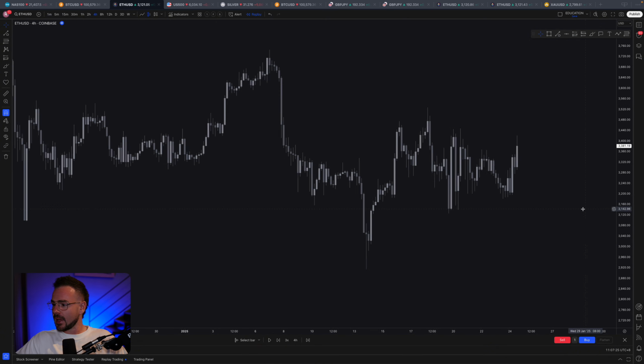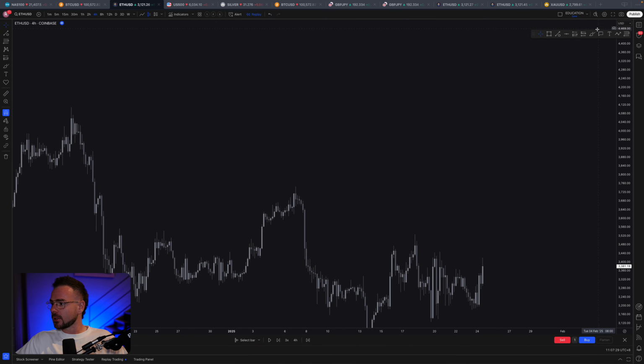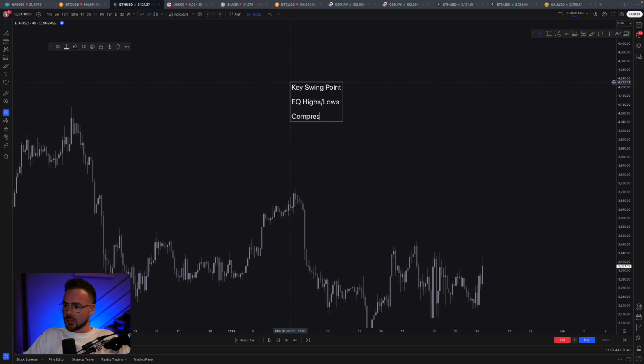So looking for areas where there's likely to be liquidity resting. We want to be looking for key swing points. We want to be looking for equal highs and lows, and it doesn't just have to be 2 as in equals. You can have 3, triple, quadruple highs and lows, and your compression trend line liquidity. So this is one of the main things you need to be marking on your charts.